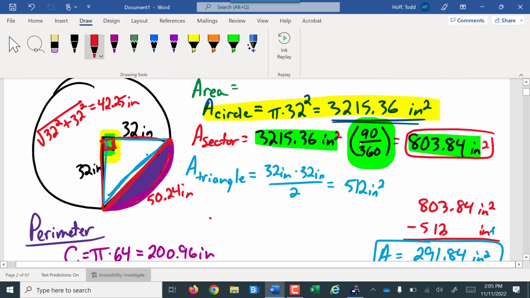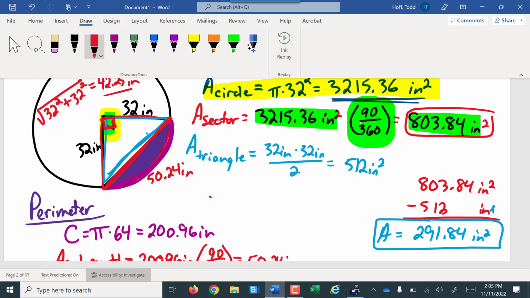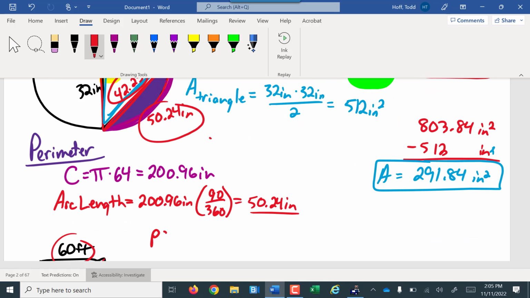So anyway, here we have that 45.25 that has to be added to the 50.24 to get the full perimeter. That adds up to be 92.49 inches of perimeter. A little clearer, a little easier.